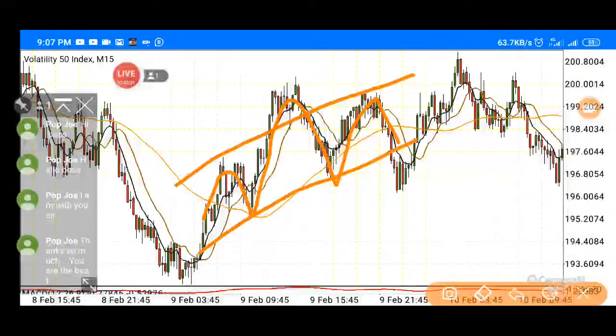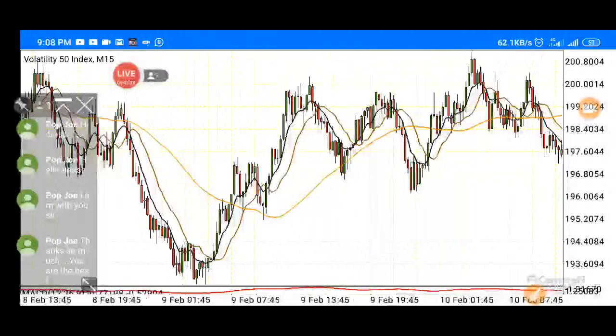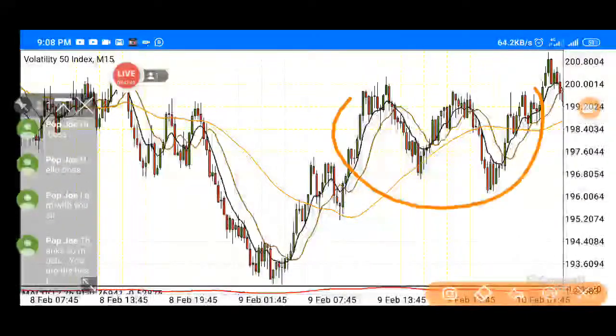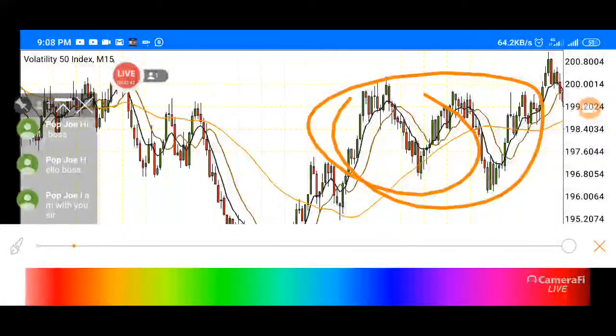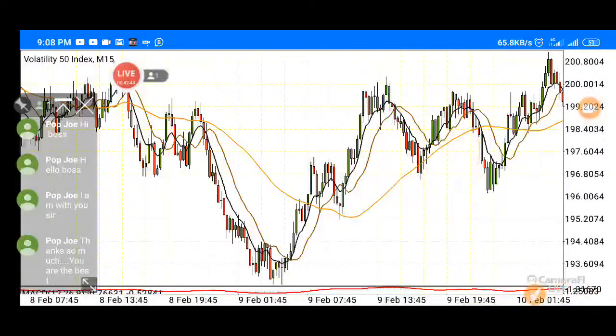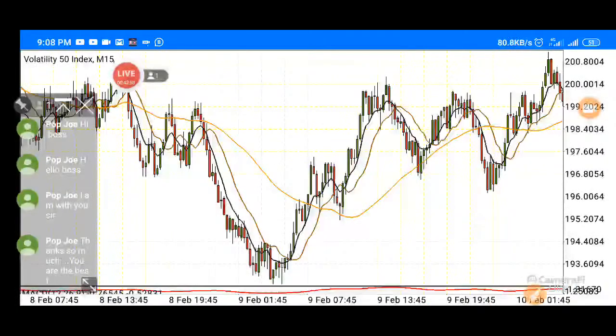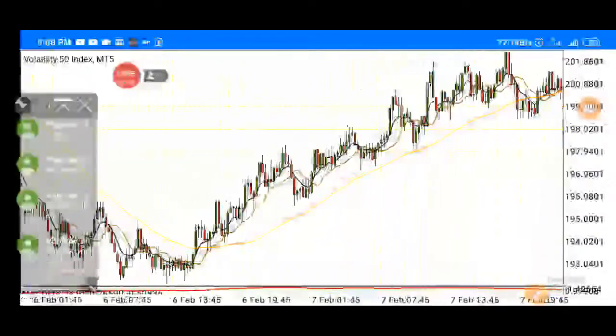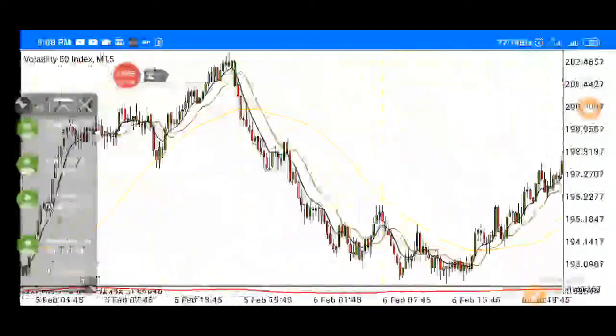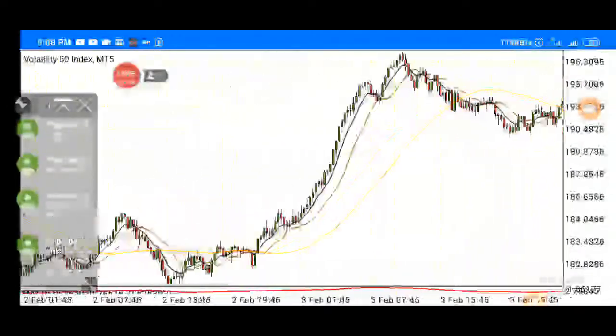Okay, so this market broke this level and came back up again and broke out. So this pattern is somehow... okay. If you look at it, there was a double top here also, and the neckline was broken, and this is a manipulation. That pattern is somehow.